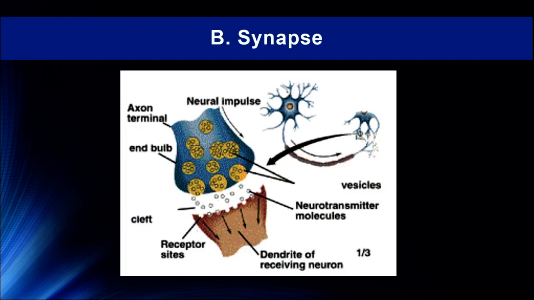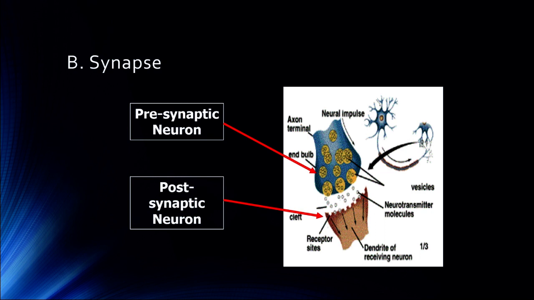So here we have a quick glance at that. We have an action potential reaching the axon terminal that then signals those vesicles to fuse with the cellular membrane and release their contents into the synaptic cleft. Those then travel over to the receptor sites and then cause an effect on the receiving neuron. As always, the axon is associated with the presynaptic neuron, the dendrite with the postsynaptic neuron.